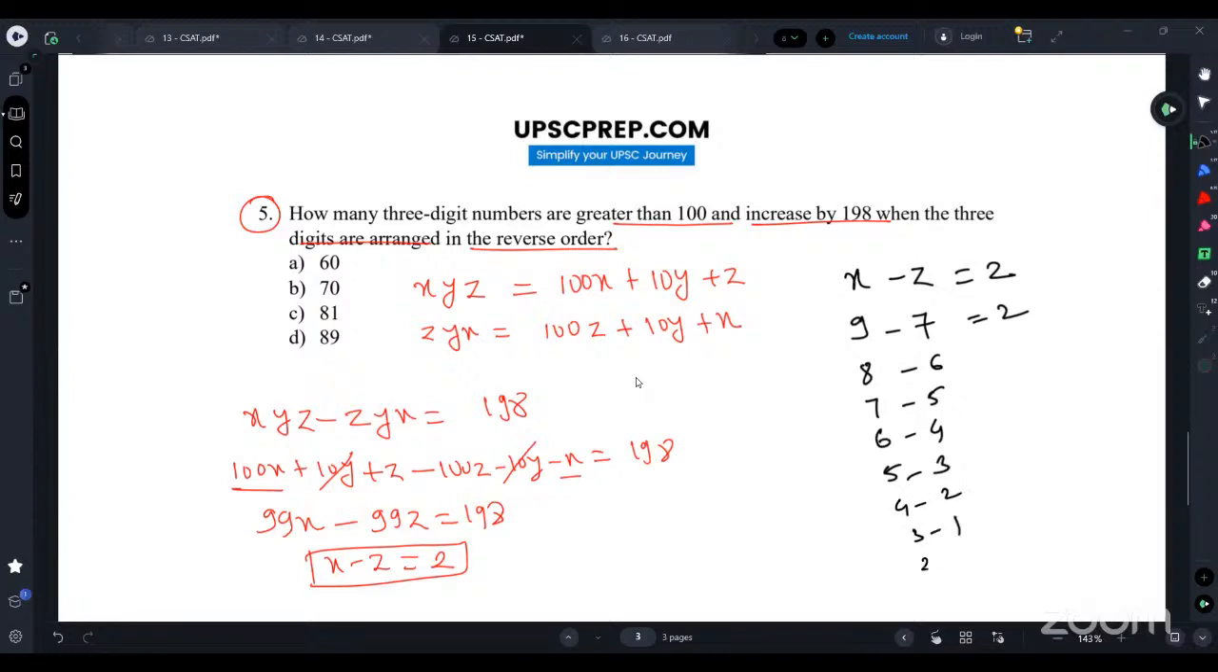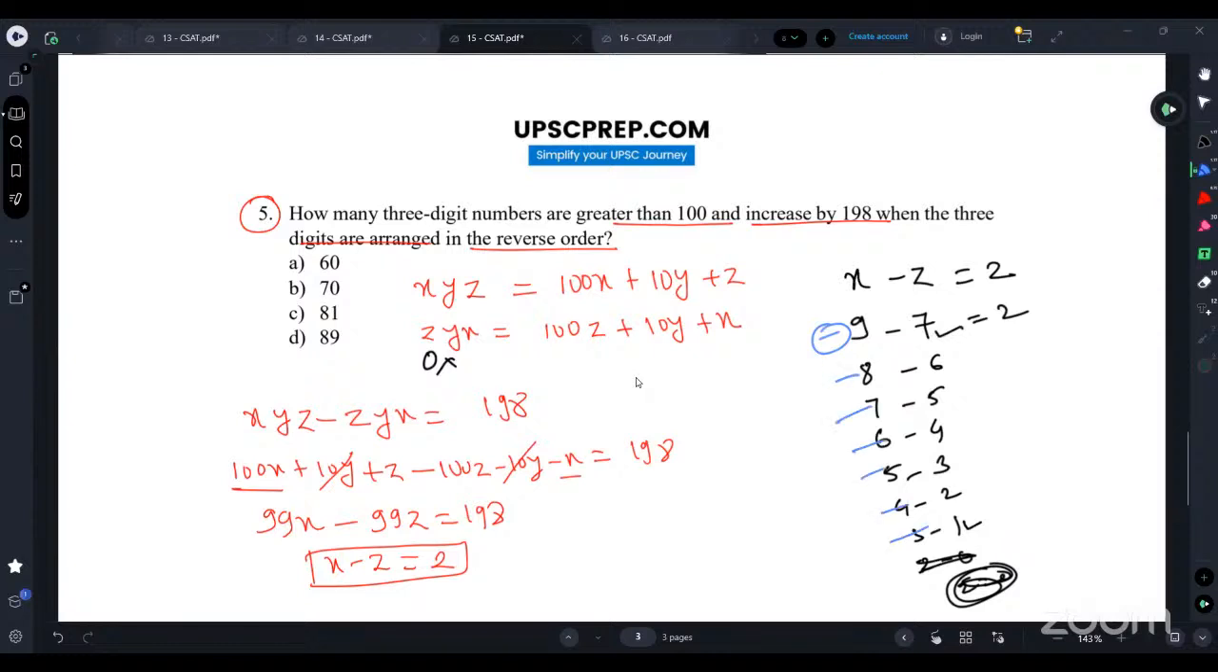Okay, is it possible to have 2 and 0, guys? If I keep z value as 0, will it be a 3-digit number? zyx, will it be a 3-digit number? No. So I don't have this choice. So how many choices do I have? I have from 7 to 1, right? I have only from 7 to 1. So how many possibilities am I getting for x values and z values? 7 possibilities, right? 1, 2, 3, 4, 5, 6, and 7.